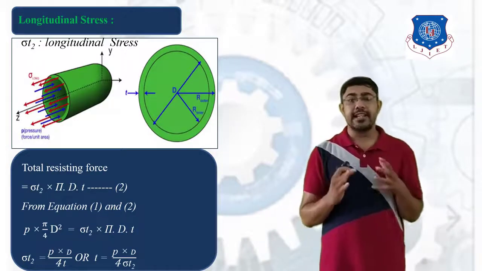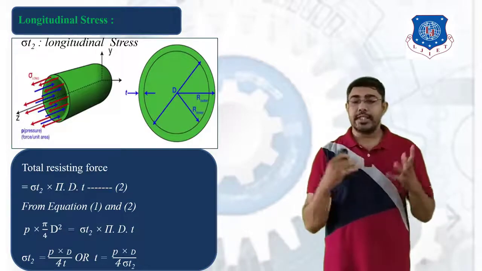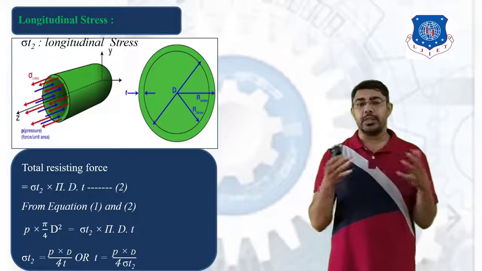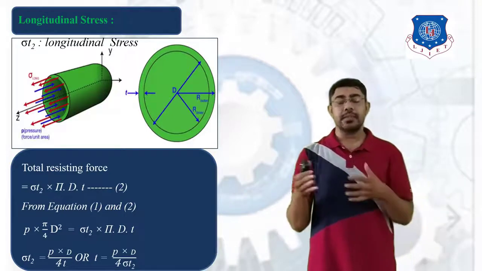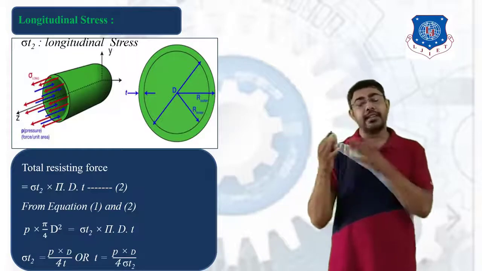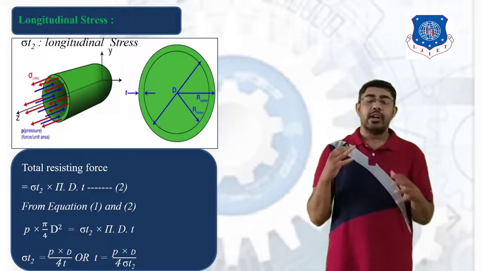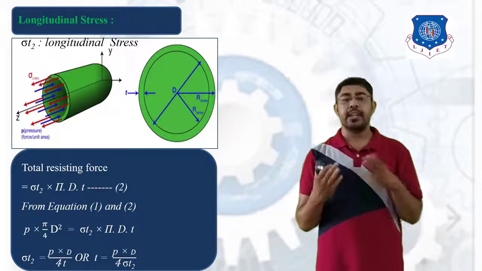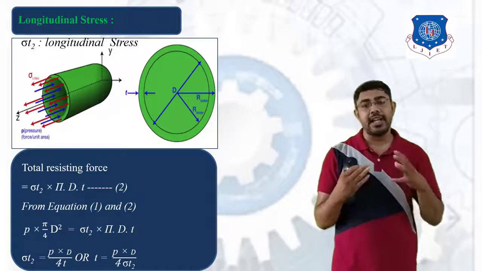So in this lecture we learned what a pressure vessel is, the types of pressure vessel according to the dimensions of the cylindrical shell, that is thin shell and thick shell, and we learned the stresses produced on the cylindrical shell, that is longitudinal stress and hoop stress.